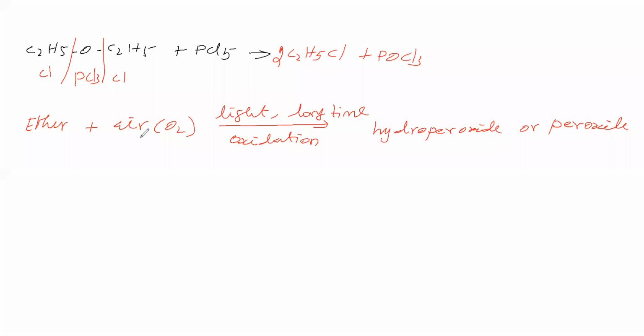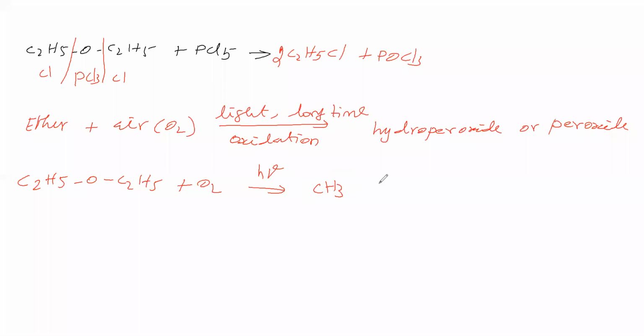Okay, so we have taken ether. This ether is exposed to atmospheric air and light, and it is left for a long time. It is undergoing oxidation to give hydroperoxide or peroxide. As an example we will take diethyl ether with oxygen. In the presence of sunlight, it undergoes oxidation to give hydroperoxide.